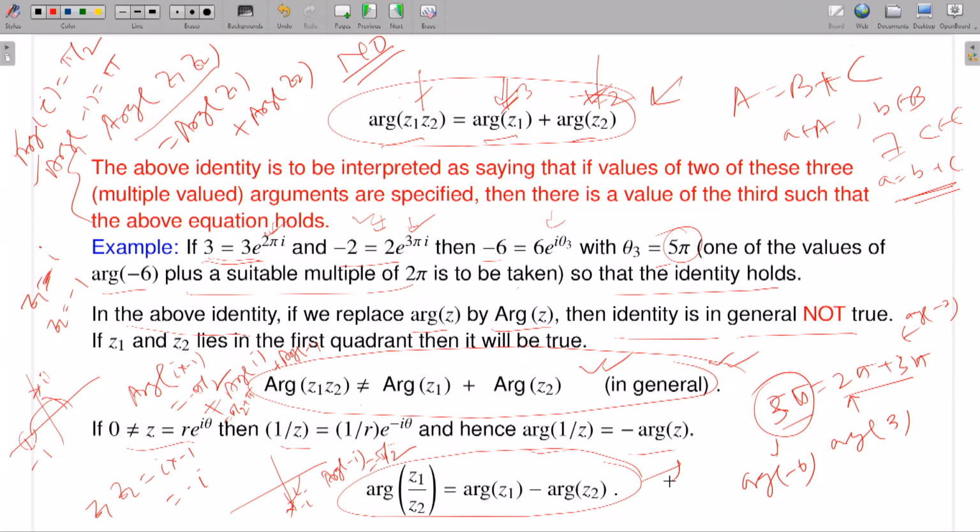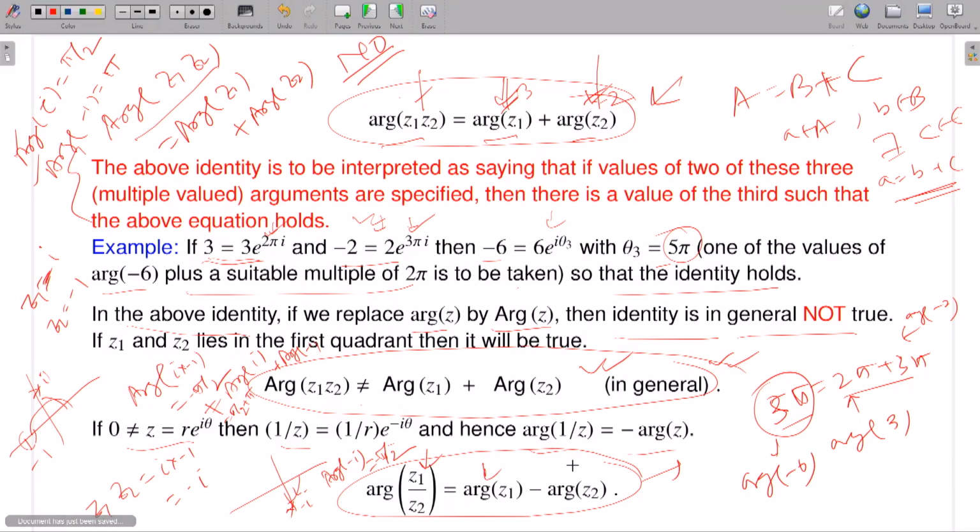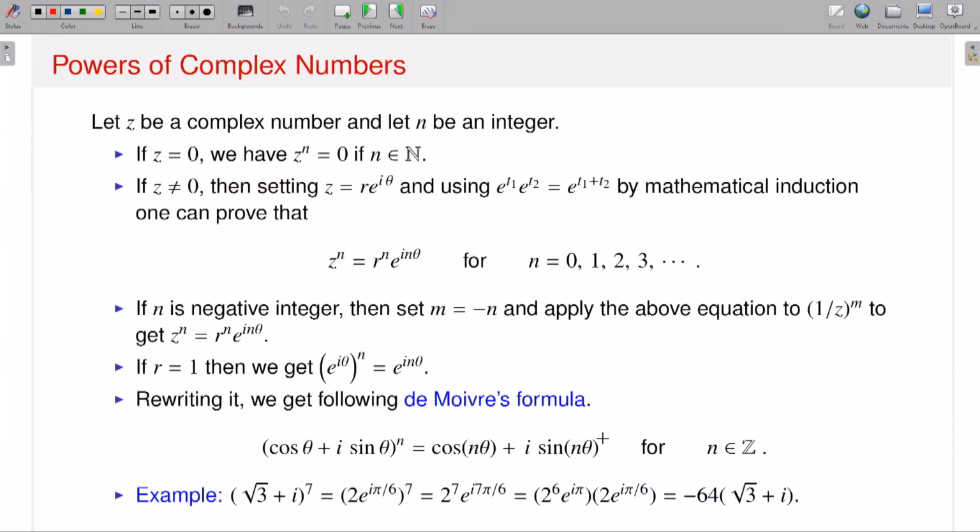Again, this is a set equality. That means out of these three sets, one set, second set and third set, first fix any two elements from any two sets, then there exists an element from the third set so that this equality is true. So in that way. Okay.